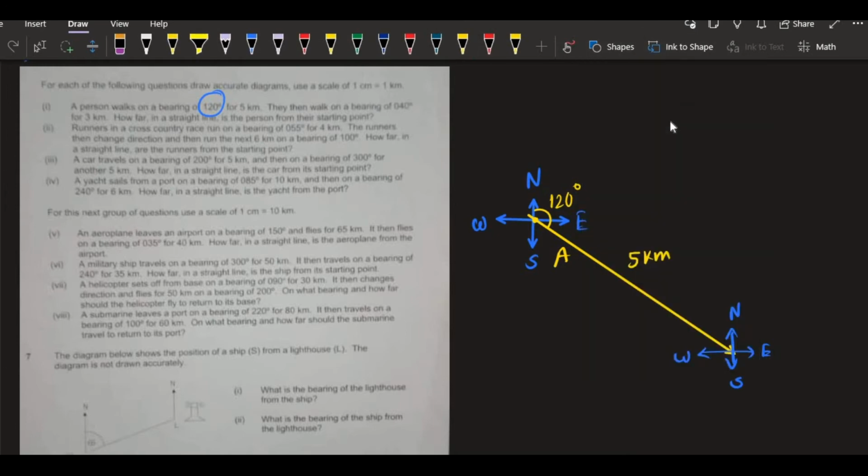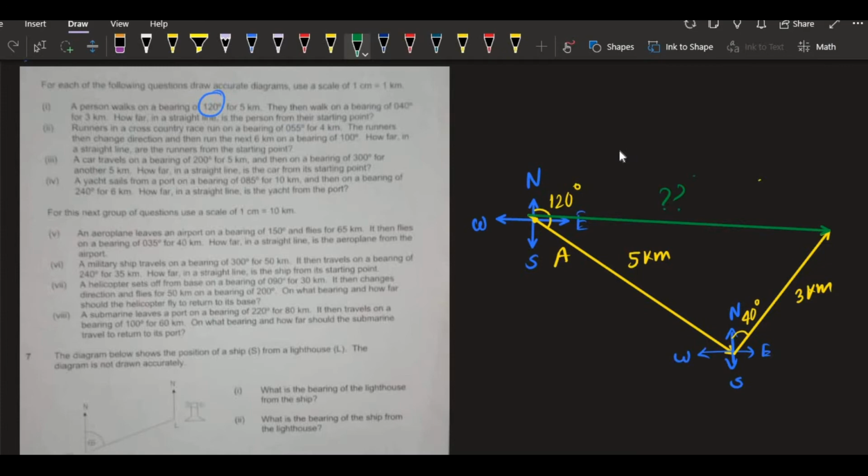So now 40 degrees like this, for how long? 3 kilometers. This is 3 kilometers. The question is asking how far in a straight line the person is from the starting position. So basically they're asking us to find this length.